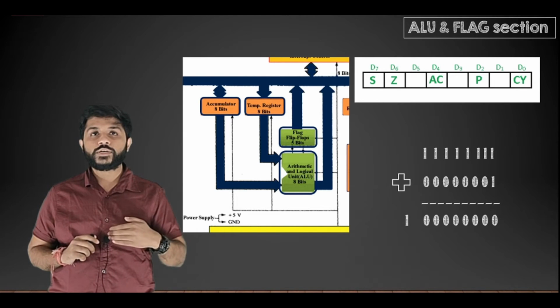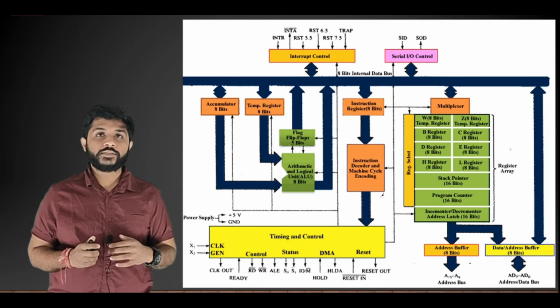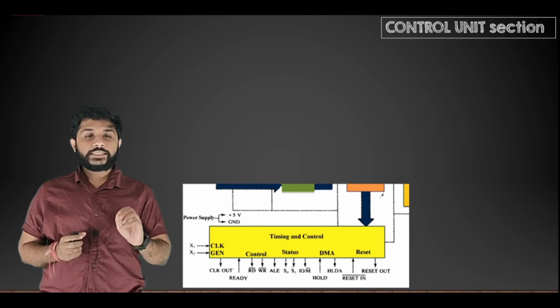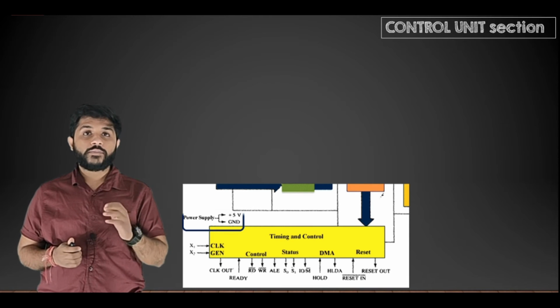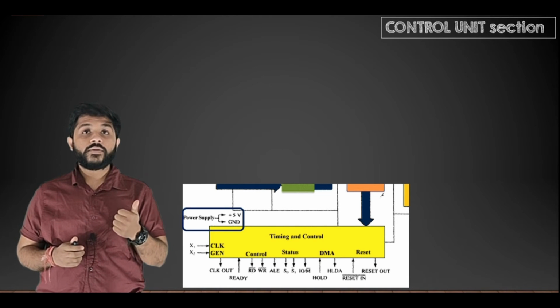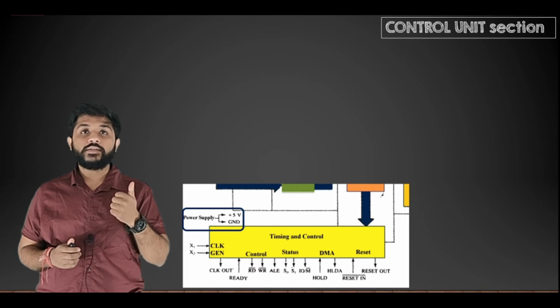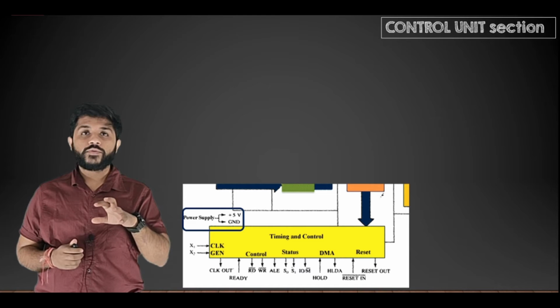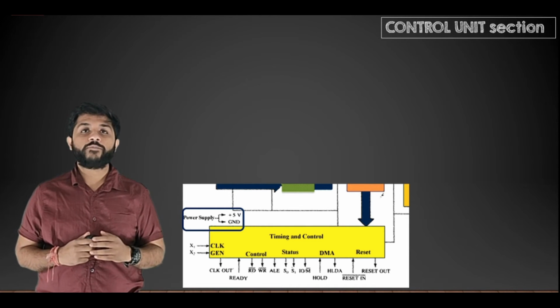Now let's move to the next section, that is the control unit. The first two pins in this block are the power supply. The first one is plus 5 volt, which means it is the VCC pin, the power supply pin, and the next one is the ground, for the ground purpose of the microprocessor.